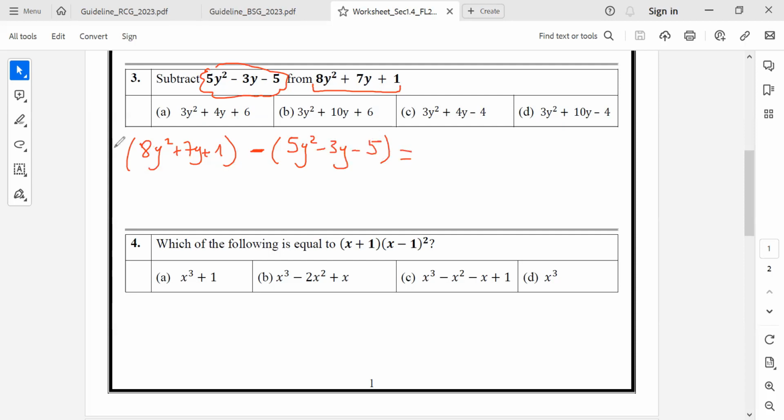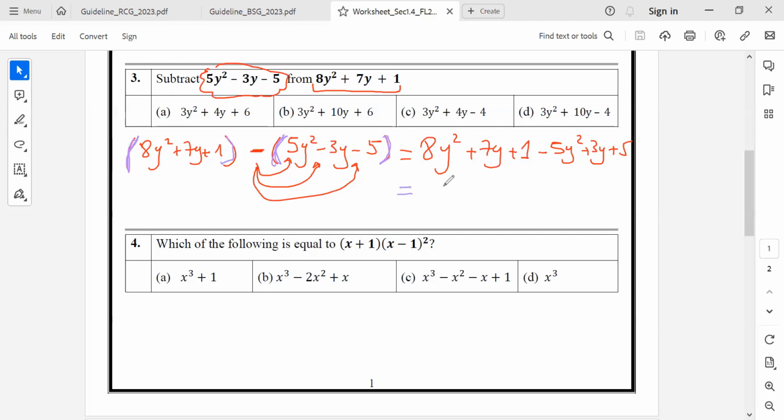Now we remove parentheses. Here we have nothing in front of the parentheses, so we remove it without any modification. Here, be careful, we have minus, so we change all signs here. So it's minus 5y squared plus 3y plus 5. Do not forget to put your parentheses when you subtract to avoid mistakes.